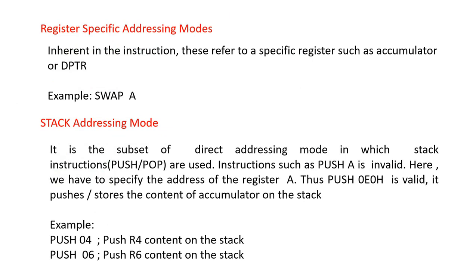Register specific addressing mode is inherent in the instructions, and these instructions will normally specify a register such as the accumulator or the DPTR. A good example is SWAP A. It swaps the content of the accumulator, the lower order nibble with the higher order nibble. For example, if the accumulator has 49, at the end of this instruction we will have the value 94.